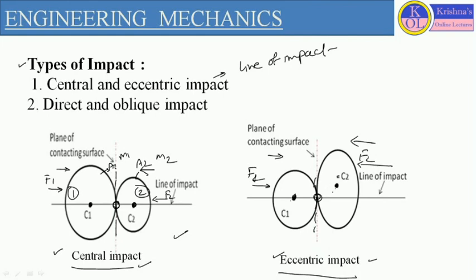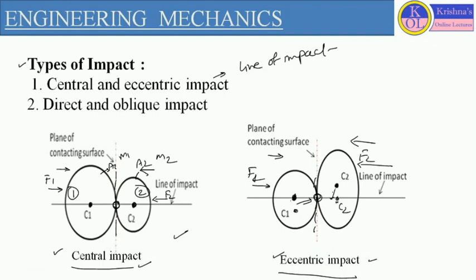Rest of the things are the same; only here we define eccentric impact on the basis of the location of the mass center, when the mass centers of these two bodies are not lying on the line of impact. This condition can be vice versa also. C2 can lie on the line of impact and C1 can be away from the line of impact. If this condition is happening, that type of impact is called eccentric impact.